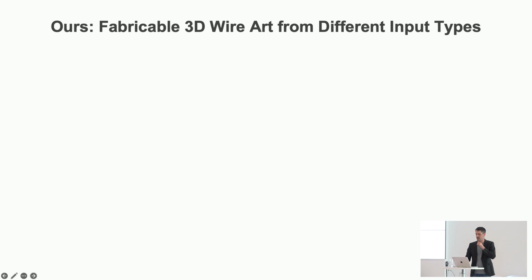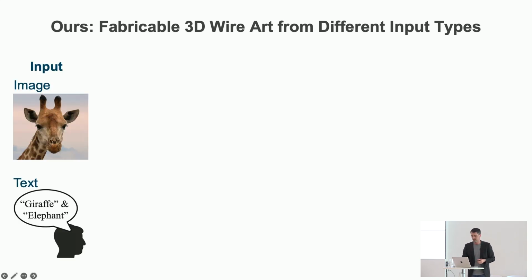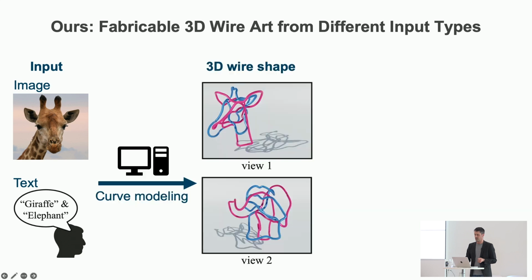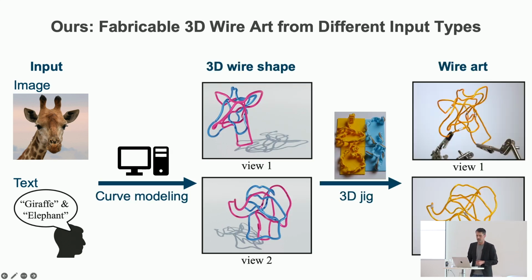So we generated a system that tries to overcome or address these challenges. And basically, the approach is the following. We take as input images or text, and from this, then automatically generate curves that represent this input. And then for fabrication, we generate 3D jigs that we can 3D print, and with this put the wire through and get the actual sculpture. And I want to just very quickly explain the algorithm, how we actually model the curves.